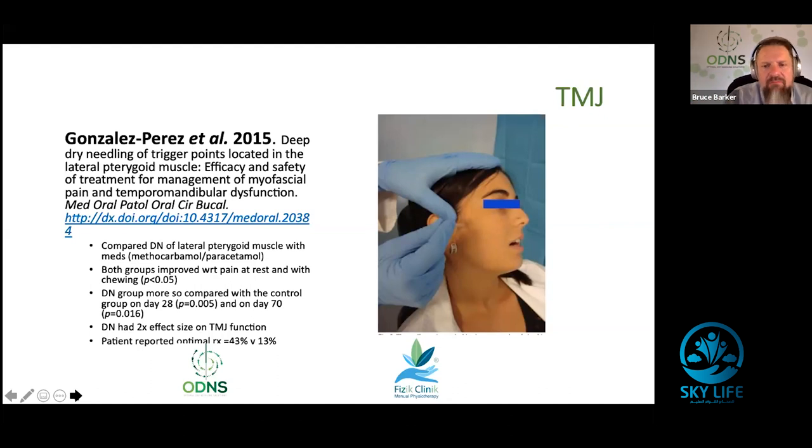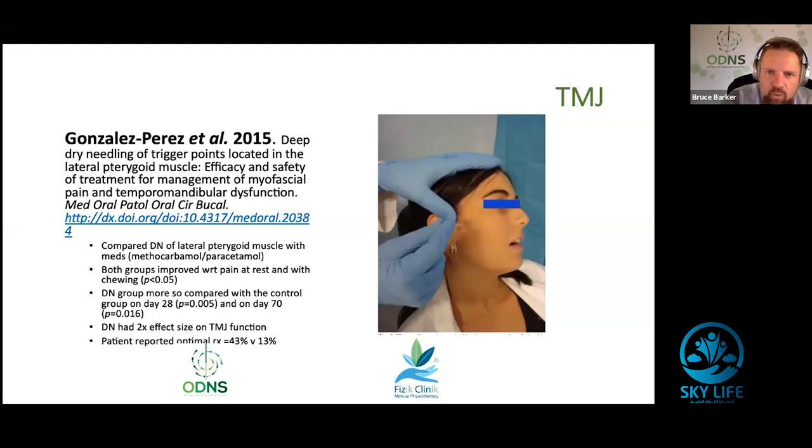What they did in this paper is they compared the physical dry needling with patients being put onto meds like methocarbamol and paracetamol. Both groups improved with respect to pain at rest and with chewing, bruxing pain, but the dry needling group improved more so, especially after 1 month and 3 months. Here's the cool thing. The effect size of dry needling was double that of medication. I presented these findings to a group of dentists in Palestine last year, and they were impressed. So there's definitely a role for dry needling for physiotherapists in the treatment of temporomandibular joint dysfunction.